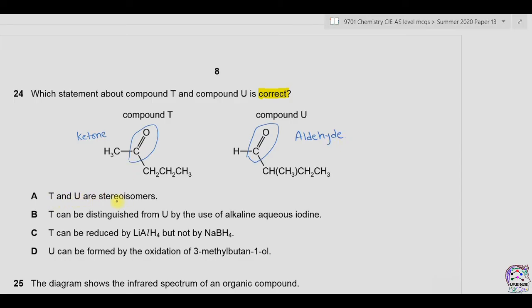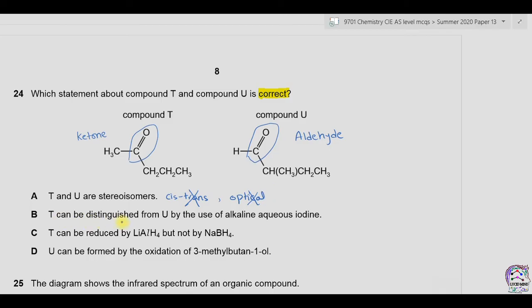A. T and U are stereoisomers. Now stereoisomers can be of 2 types, one is cis trans, another is optical isomer. For cis trans, alkene is a must, so therefore neither of the compounds T and U are alkenes, so therefore cis trans is not possible. For optical isomers, there must be a chiral carbon, so there is no chiral carbon present in compound T, so therefore it does not show stereoisomerism.